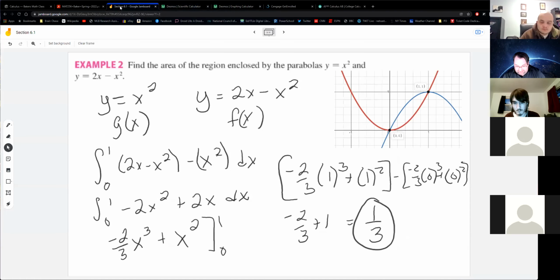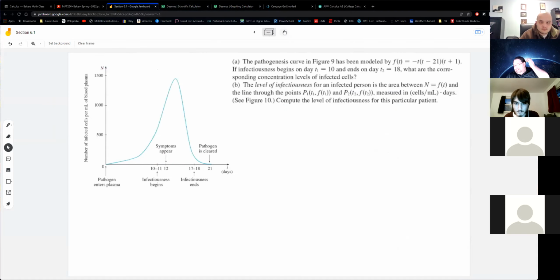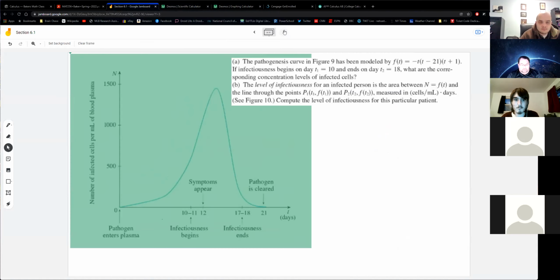All right. Let's do a topical one. This is not the COVID one. This is not COVID. It's actually the measles. So this is the graph for a pathogen. This is how it looks over time.